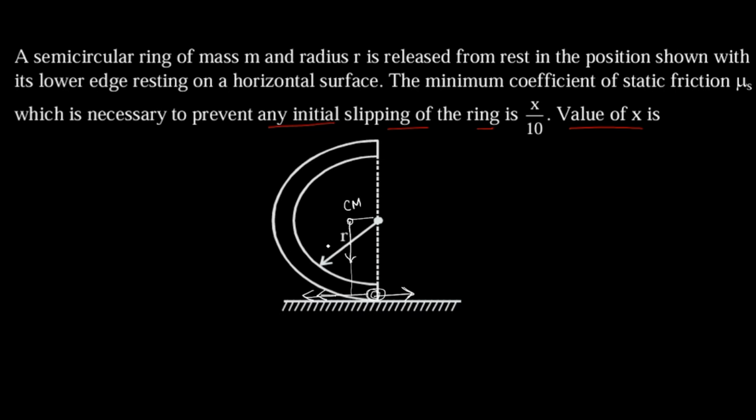So let us approach this question. Suppose this is the initial setup, and you know that the center of mass of the ring is inside by how much? Let us call it x. We know that x is 2r upon pi, where r is the radius of the ring.